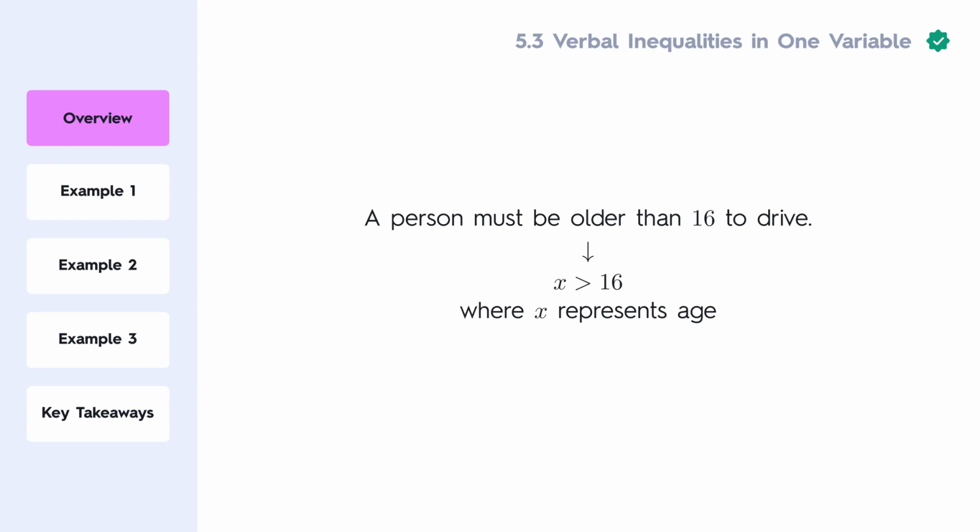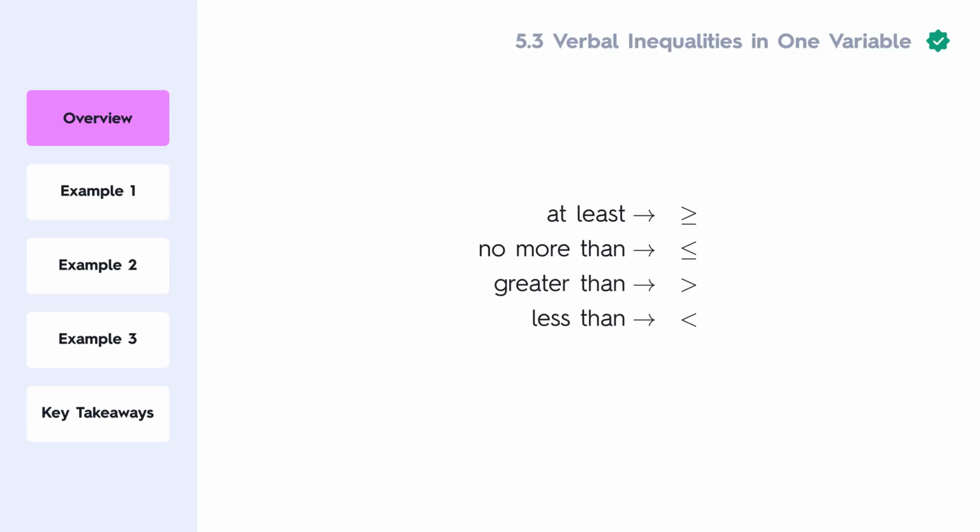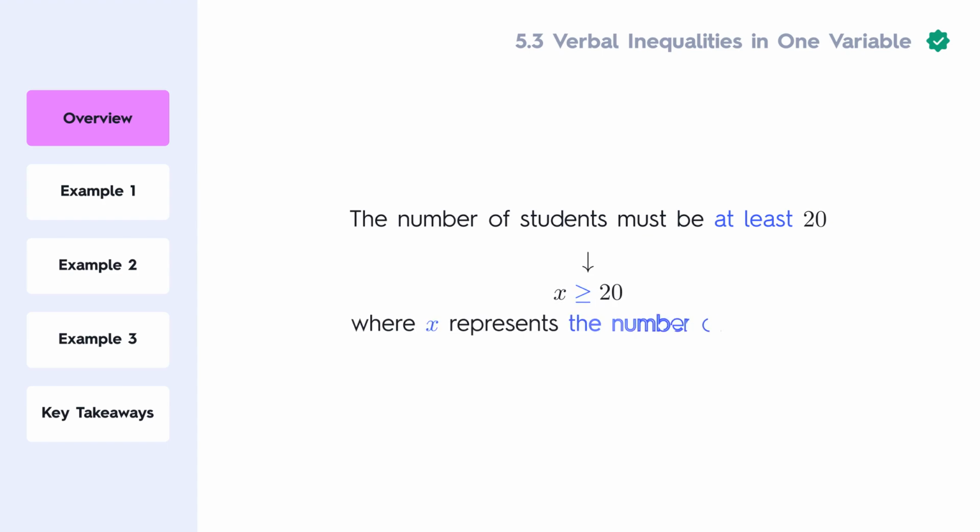In this example, we convert this verbal inequality to x greater than 16, where x represents age. To understand what verbal inequalities are all about, we'll focus on three main steps. First, we'll identify common phrases that signal an inequality. For example, at least translates to greater than or equal to, while no more than translates to less than or equal to. Once we know what inequality symbol to use, we set up the inequality by translating the phrase into a mathematical expression. For instance, if a problem says, the number of students must be at least 20, we write x greater or equal to 20, where x represents the number of students.